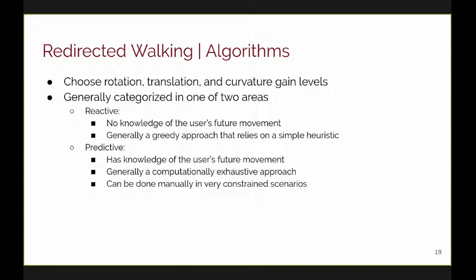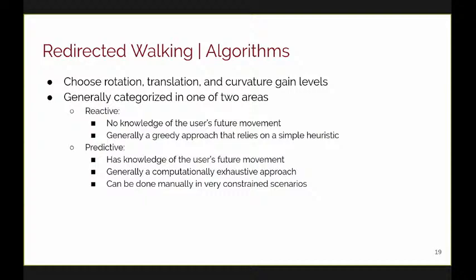First, we need to talk about redirected walking algorithms, though. These algorithms choose the rotation, translation, and curvature gain levels to apply and at what levels, usually on a frame-by-frame basis. Currently, there are two categories of redirected walking algorithms. The first is reactive. Reactive algorithms have no knowledge of the user's future movement, and as such, they usually need to implement some sort of greedy approach that relies on a simple heuristic to try to optimize locally in a reactive manner.